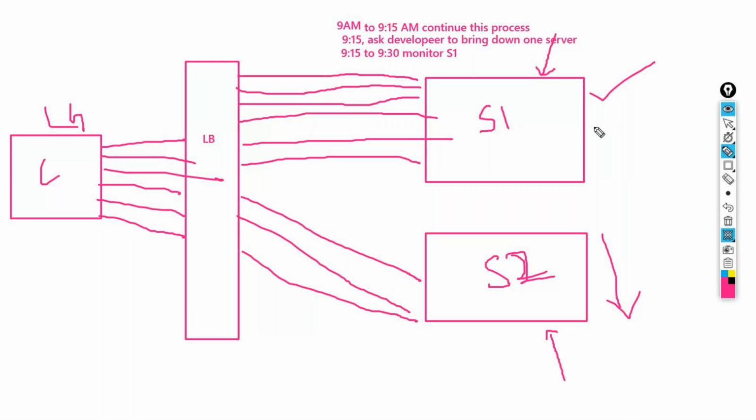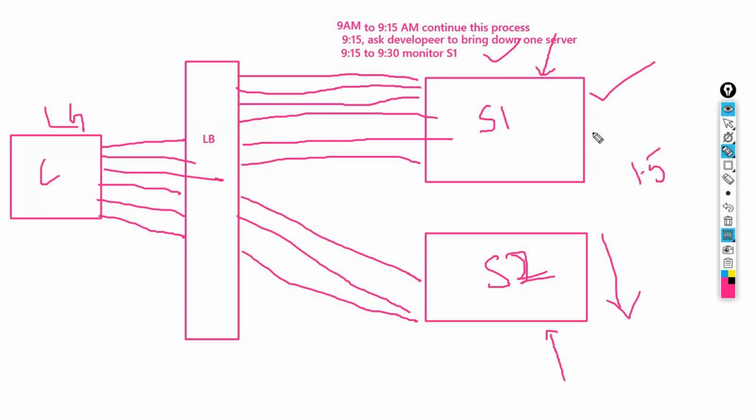Is there any performance issue? Let's say when two servers are managing the requests, on an average it is taking 1.5 seconds per request. Now because this server alone is handling double the load, there might be some performance issues, like it can take more time than 1.5 seconds.